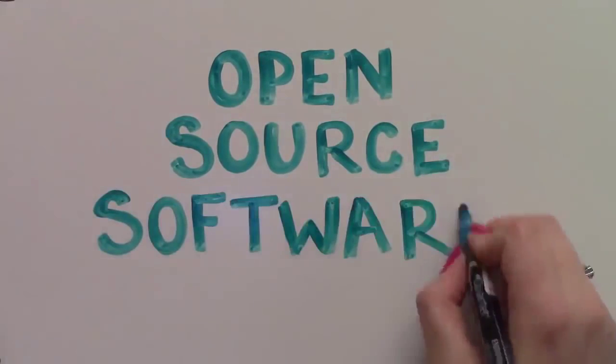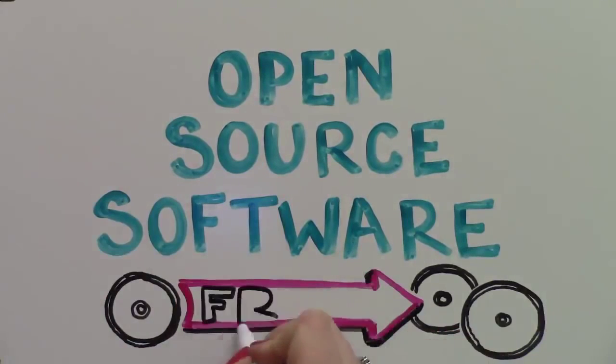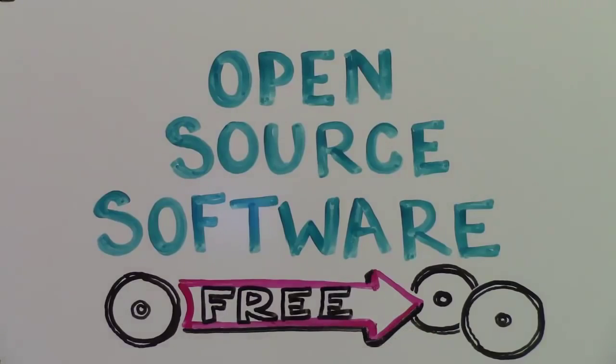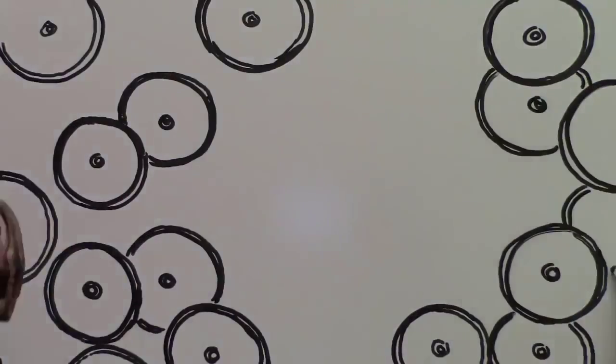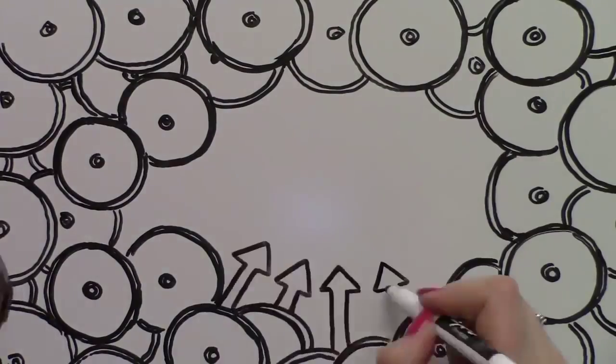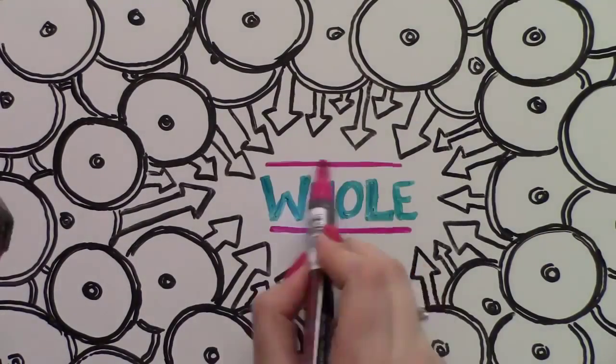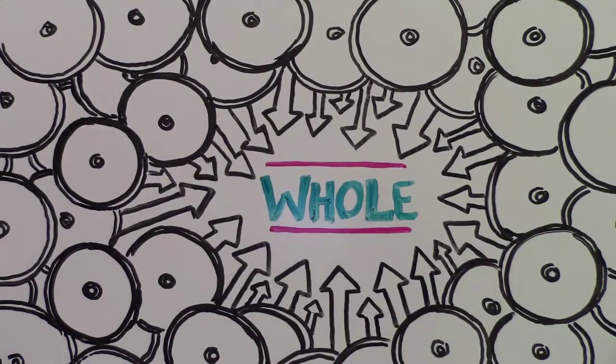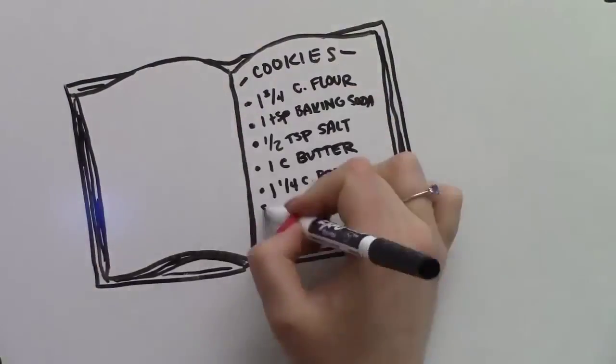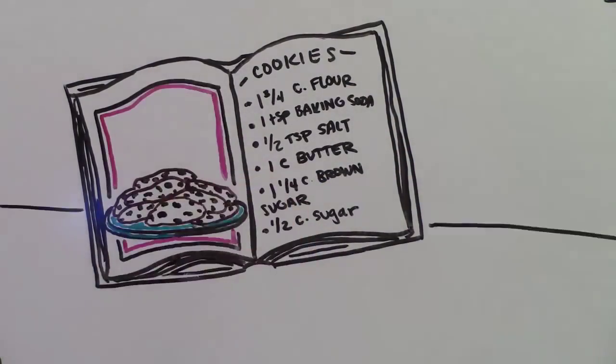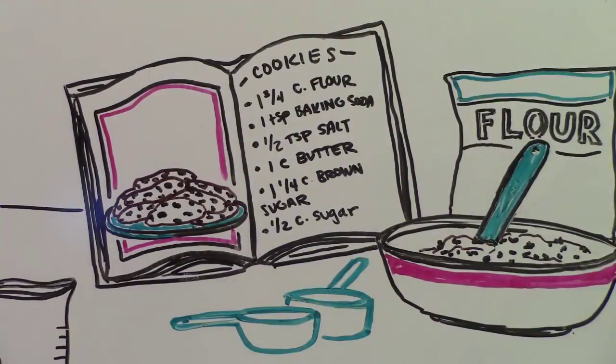Most people understand that open source software is software copied for free. What's less understood is how the potential chaos of all these copies can be transformed into a collaborative whole. Let's break down how open source works, using a family cookie recipe as a metaphor we can all relate to.